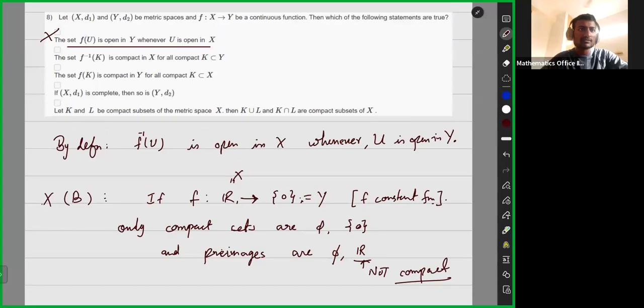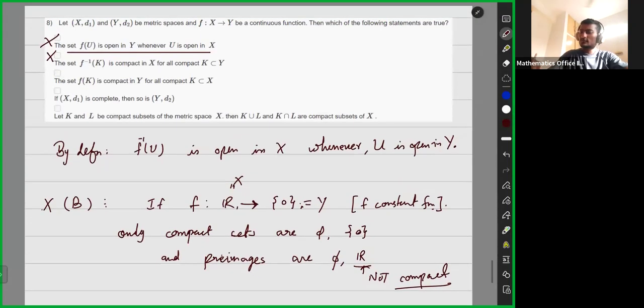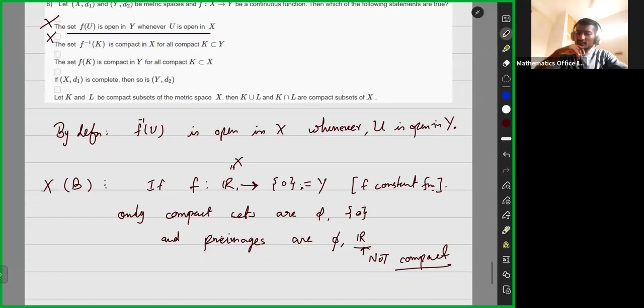The constant function from R to R fails. So both these options are incorrect. We have understood that when f is a constant function, this also discards A and B. There are no more open sets inside the image, because the image becomes a singleton. Let's see part C.